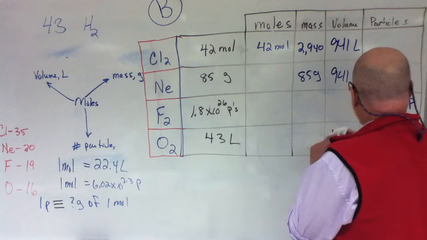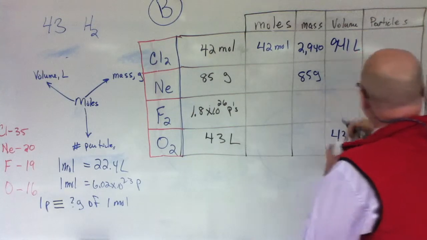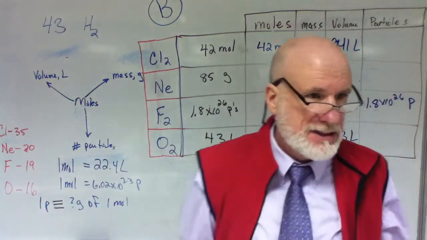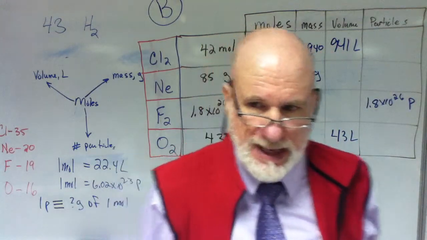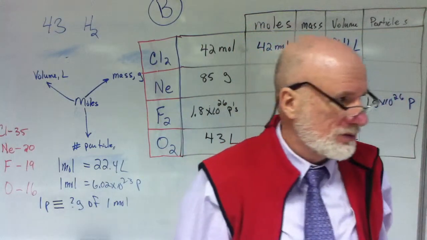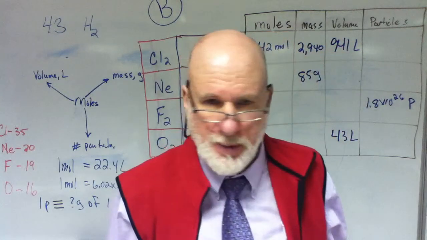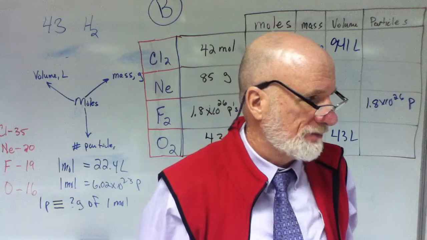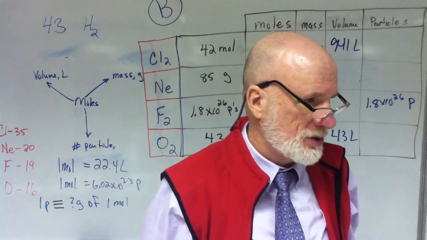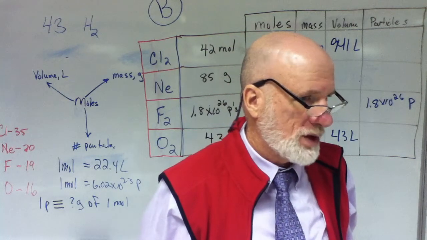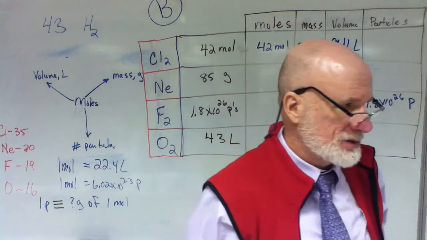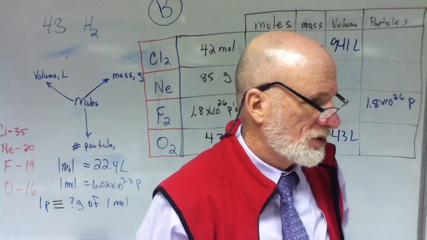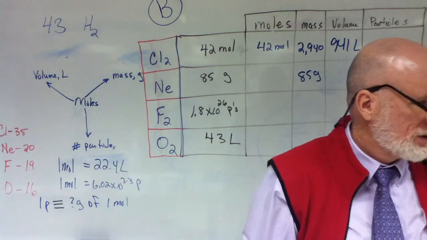941 liters. Okay. And how many particles is that? What's 42 times 6.02 times 10 to the 23rd? What's just that number? Just do it. 42 times 6.02. That's all I want you to do. 252. 252.84. So 253.